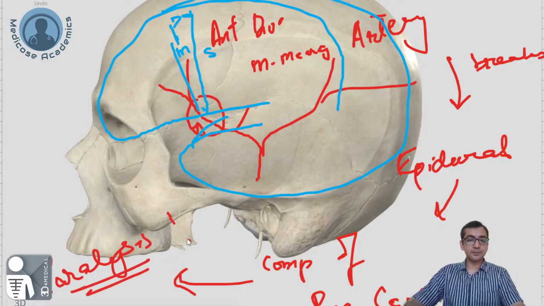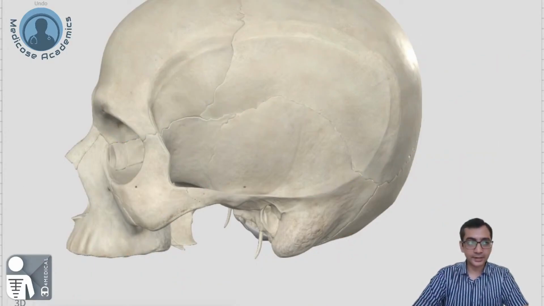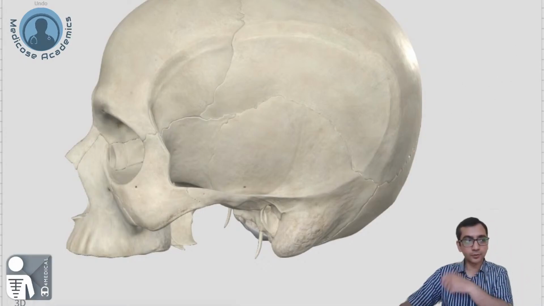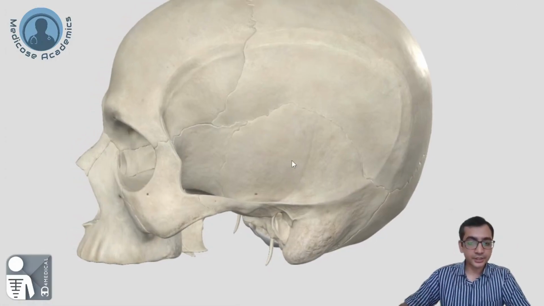So this is the important part. Why do we focus so much on pterion, why is it important? If it breaks, it's a neurosurgical emergency. You do a burr hole, remove the hematoma, and plug the artery. So this is about the pterion.